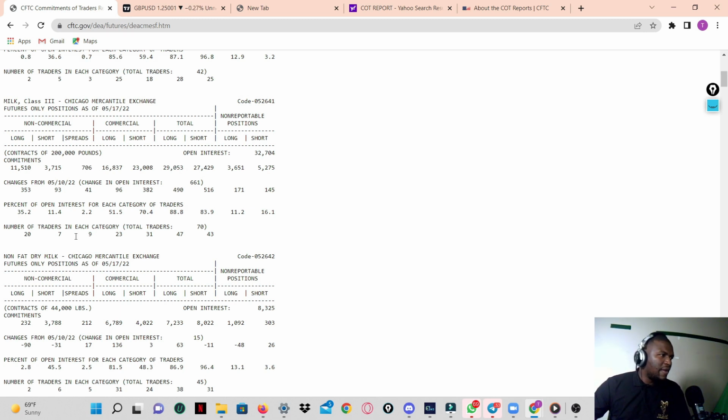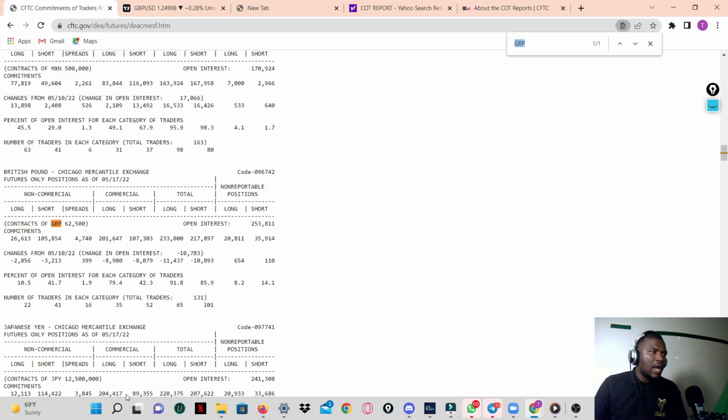We have the milk, we have the non-fat dry milk. But we don't want to see those things. So what I want us to do is to just check for what we really want right there. So I have just clicked and searched the GBP. This is the type of example that I want to use.